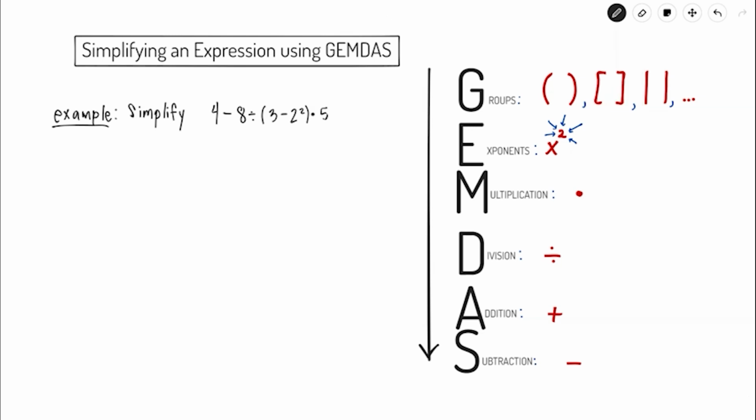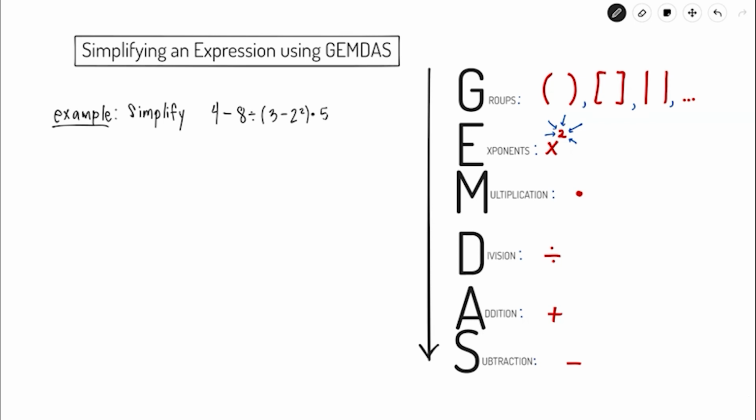Some people here might be thinking, GEMDAS, that's new. I've heard of PEMDAS. Well, PEMDAS is very similar to GEMDAS. I like to say that PEMDAS is somewhat an outdated version of GEMDAS. PEMDAS is not as inclusive. When we use PEMDAS, the P is used instead of a G, and the P represents parentheses, which is a type of grouping, but there's other types of groupings.